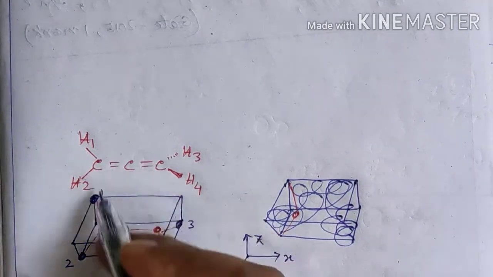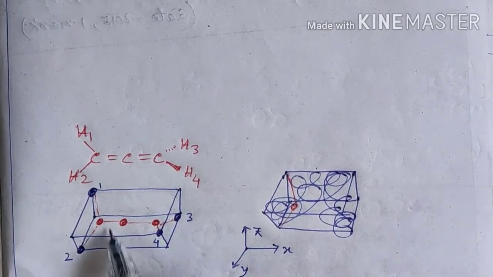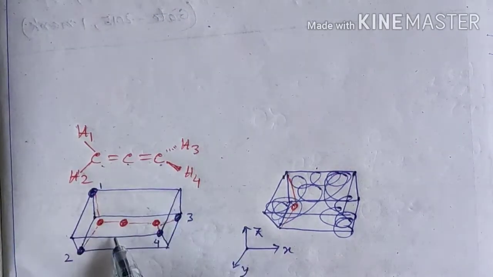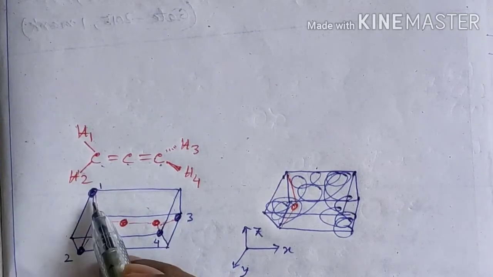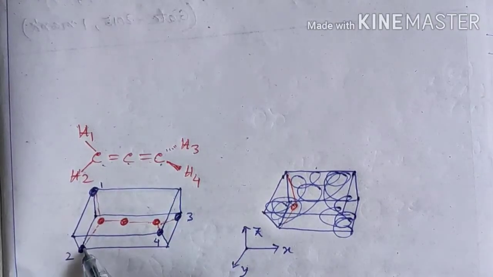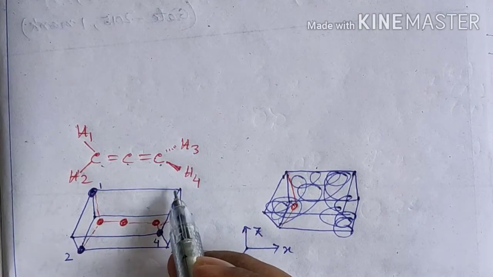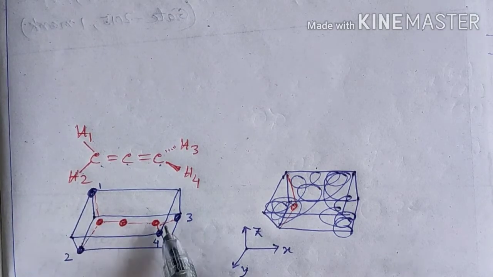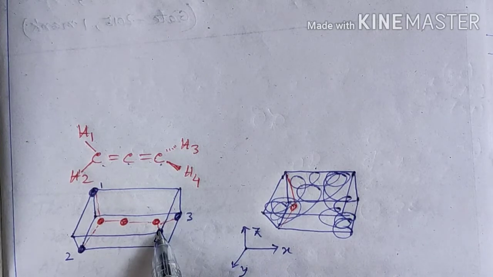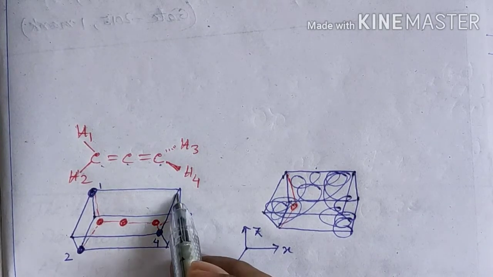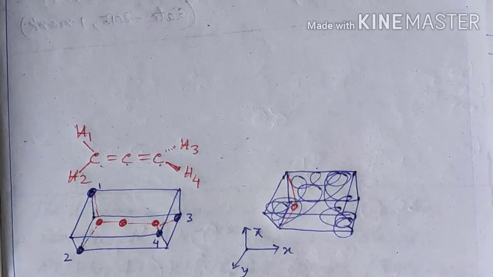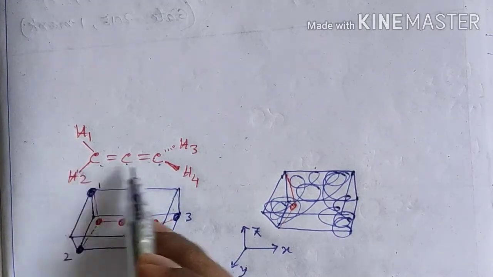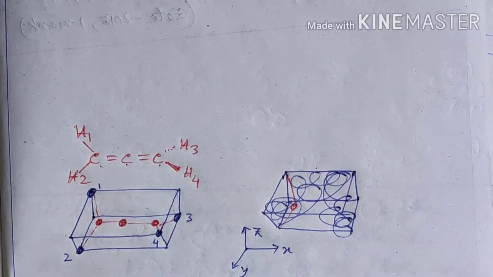Now if we set this allene molecule in a cubic box, then these three are the three carbon atoms, and if these two hydrogen atoms remain at this corner and this corner, then the other two hydrogen atoms will remain perpendicular to these two corners, that is in this corner and this corner. Now we have to see how many symmetry elements are expected for this CH2 allene molecule.